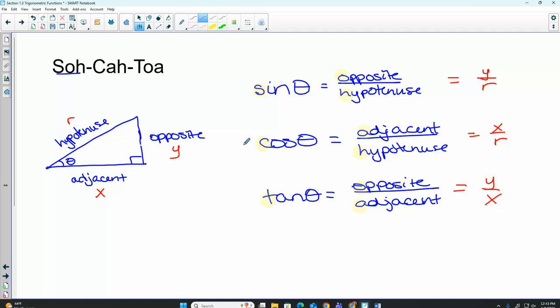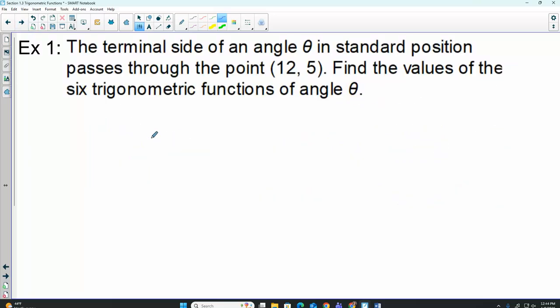We have our definitions written down. Let's try to actually use them and see what I'm asking you to do. Now, if you're writing down this example, you really don't have to write everything. So we have an angle that goes through the point 12, 5. And I want to find all 6 trig functions. So you could just, if you're writing down in your notes, I would just say an angle passes through 12, 5. So I need all 6 trig functions.